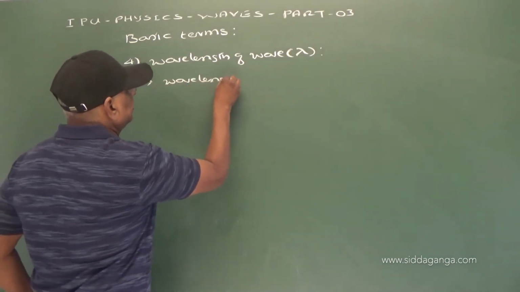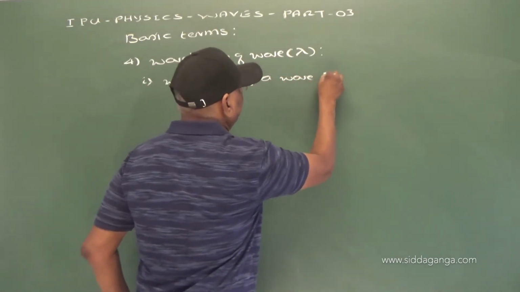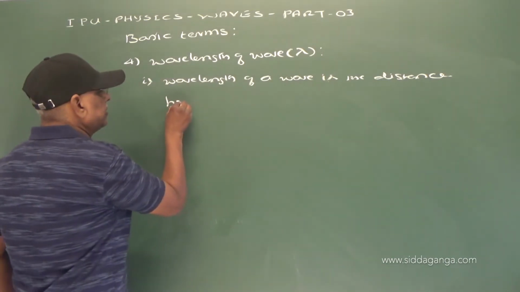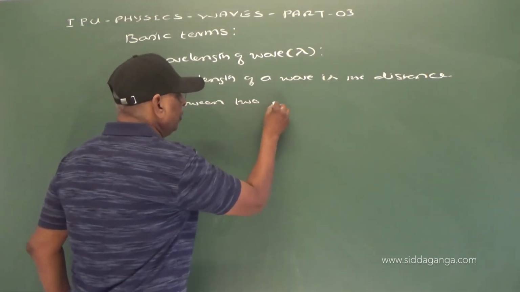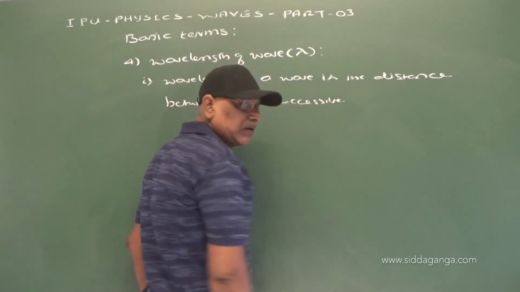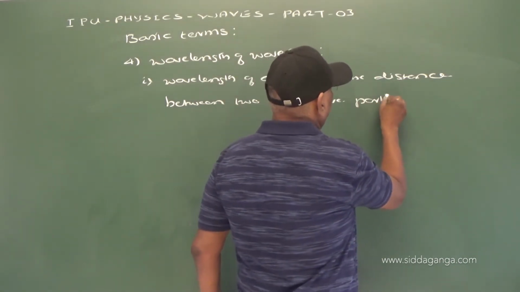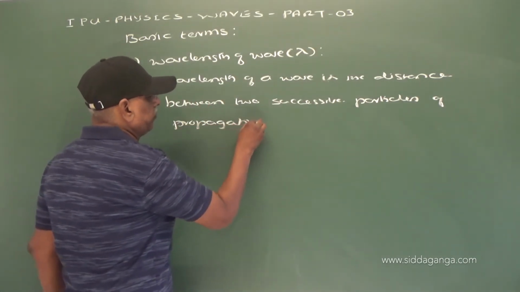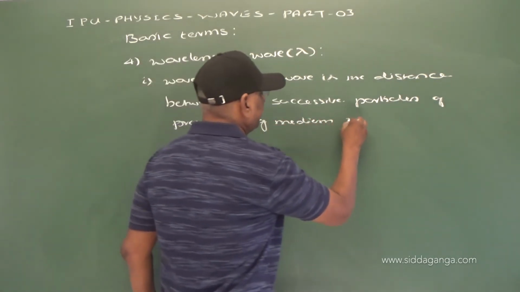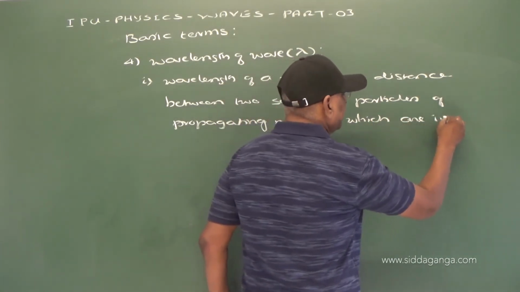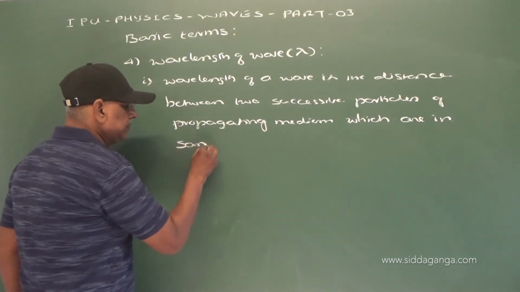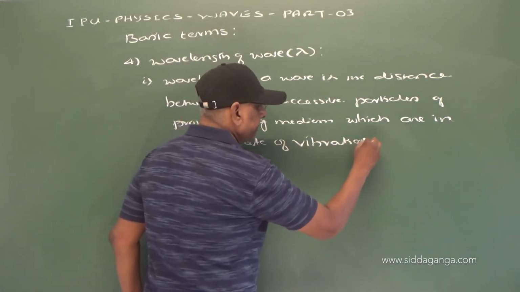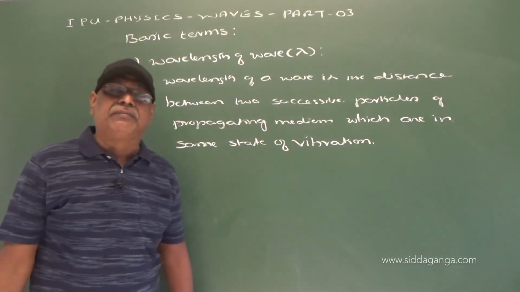So wavelength of a wave is the distance between two successive or consecutive particles of the propagating medium which are in the same state of vibration.